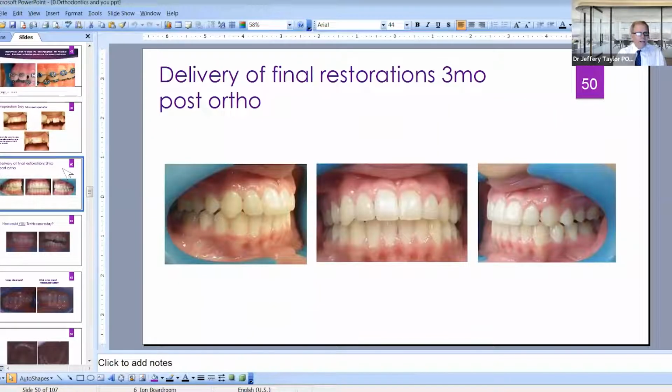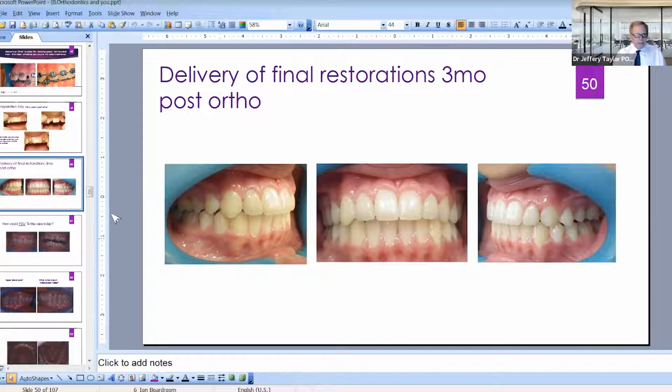And 3 months post ortho, the crowns go in, everything looks good. The tissue just needs to heal up a little bit, but those look beautiful. Most hygienists probably wouldn't even notice that those are crowns. They would just clean right over the top of them and go on their merry way. So again, a beautiful, beautiful finish for a problem with those peg laterals.